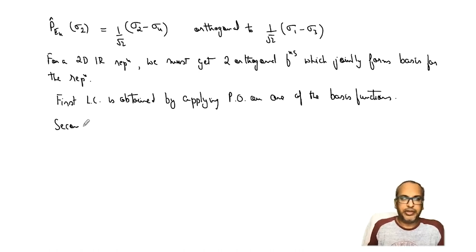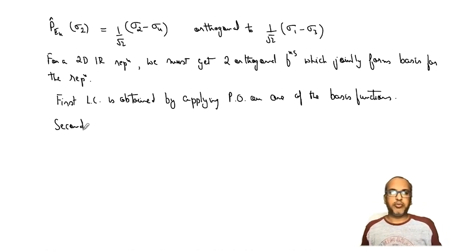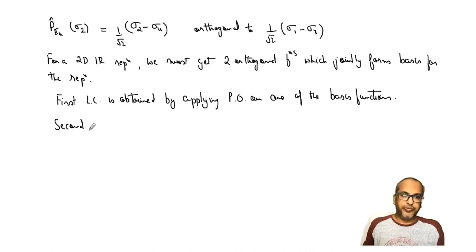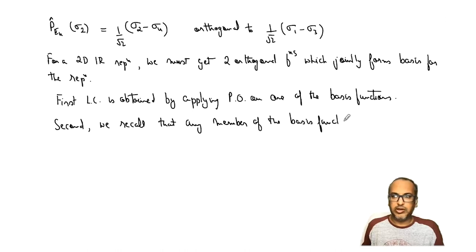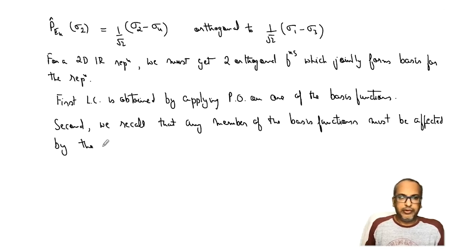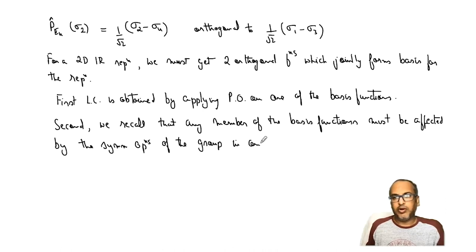Now for second, there is no unique way of doing that. In different point groups, you will see that you will have to adopt different methods. But we recall that any member of the basis functions, or you can say basis set, like sigma 1, sigma 2, sigma 3, sigma 4, all forms function must be affected by the symmetry operations of the group in one of the following two ways.